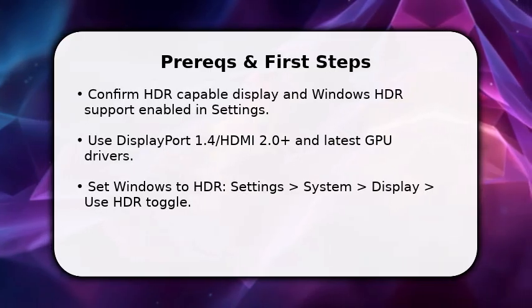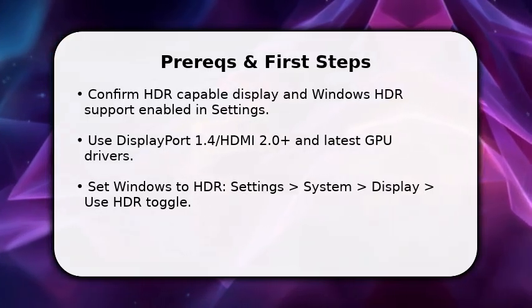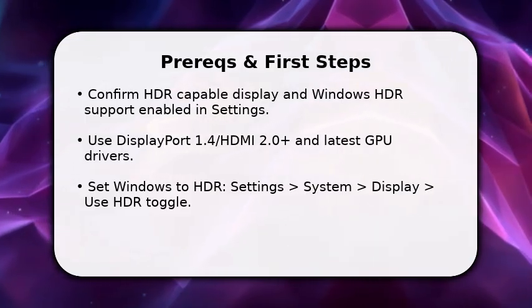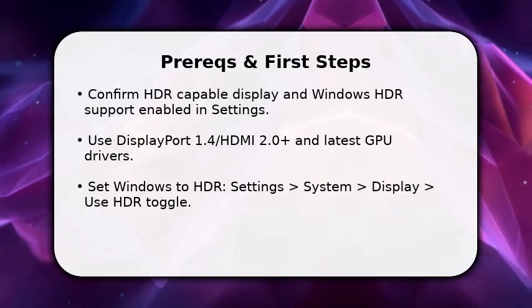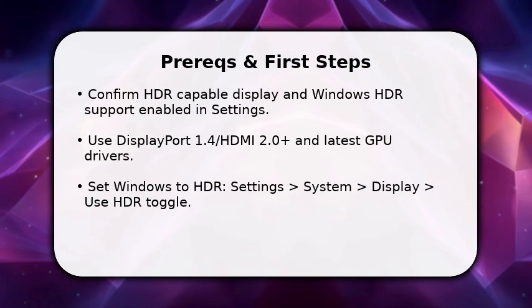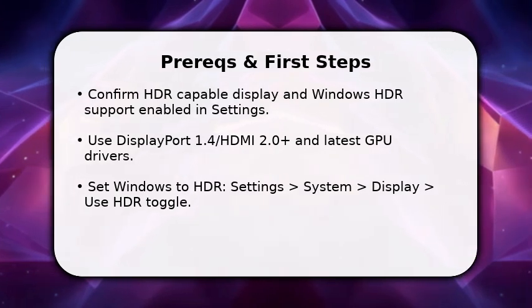Next, connect the display at native resolution and refresh rate. This prevents tone mapping shifts. Once done, disable any in-monitor processing or dynamic contrast to get a neutral baseline. Make sure Windows Night light and any color profiles are off so measurements reflect true HDR out.